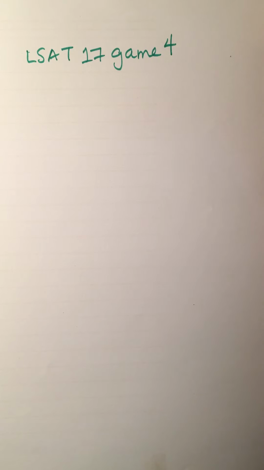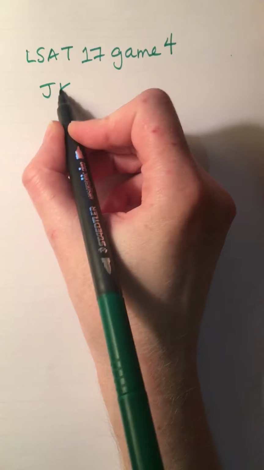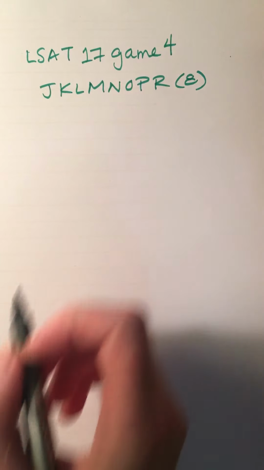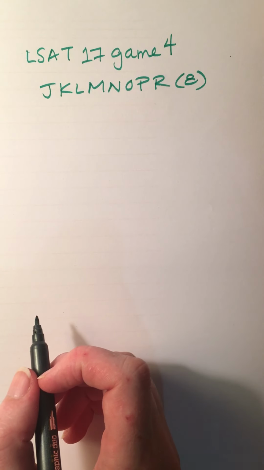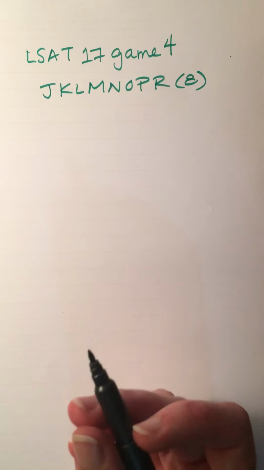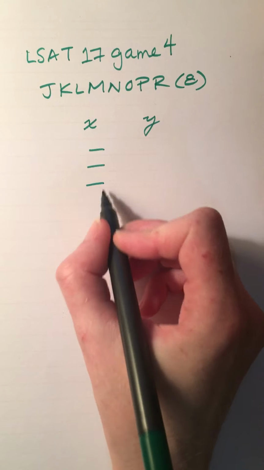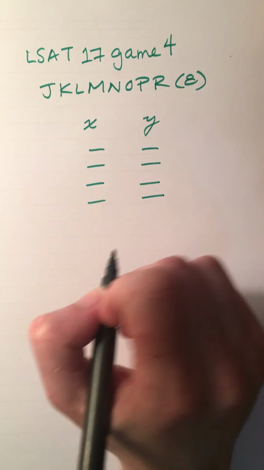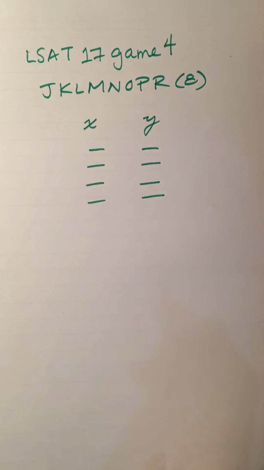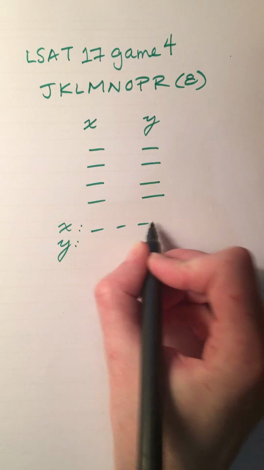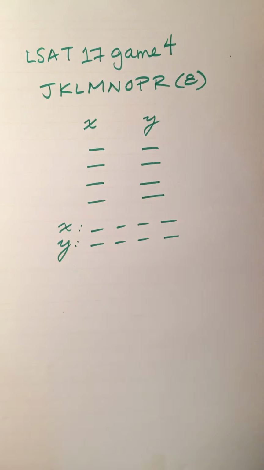Okay, so we have 8 players: J, K, L, M, N, O, P, and R, and we're placing them on 2 4-person teams. So that's nice. We actually get the distribution information here. So we have 2 4-person teams. Now, you could have these organized differently, right? You might prefer them horizontally. That's fine. No problem with that.